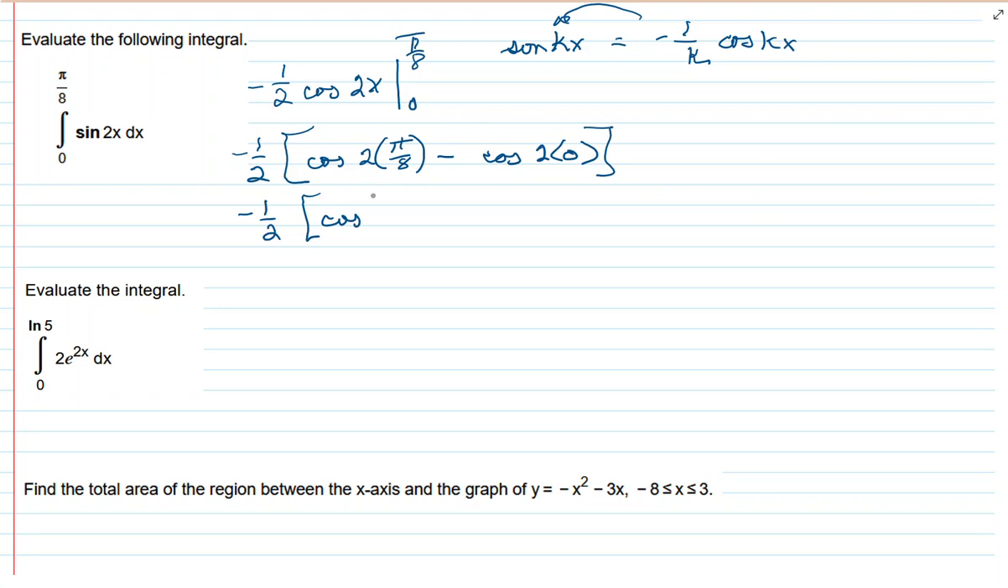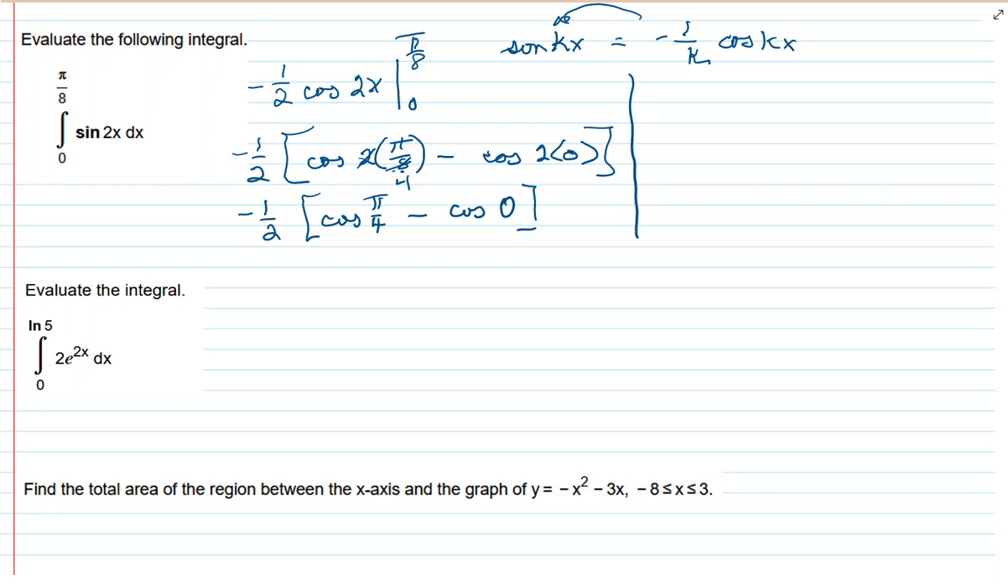cosine of pi fourths, because I'm going to reduce that right there, minus cosine of 0. Now I'm going to do the math. Sorry about that. All right, so let's do that math.